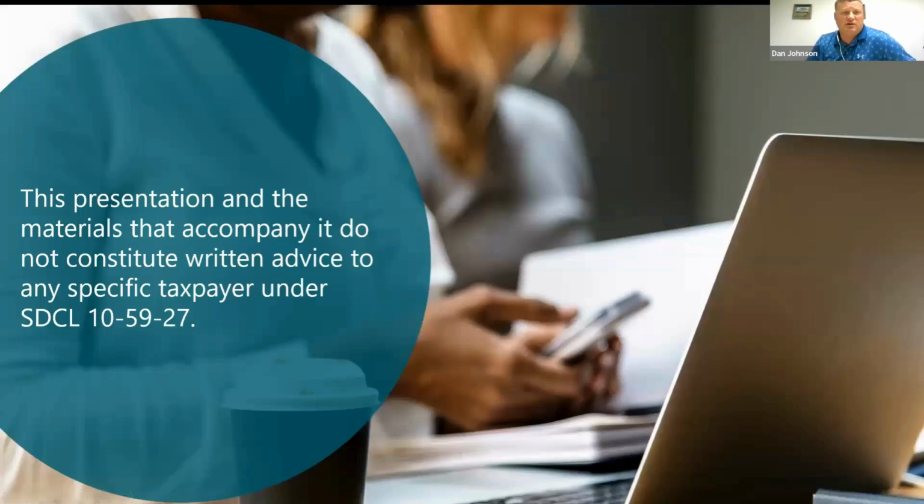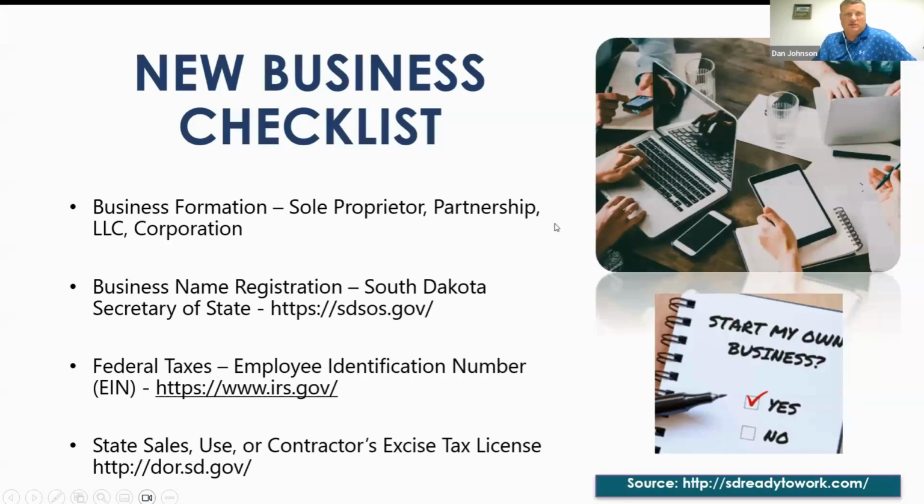This presentation and the materials that accompany it do not constitute written advice to any specific taxpayer under SDCL 10-59-27. Here is kind of a basic checklist for a new business. Sole proprietorship, LLC, corporation. There's a business name registration through the State of South Dakota Secretary of State, and then the federal taxes, employer identification number, and sales tax, use tax, and contractors excise tax license. That's through our website at dor.sd.gov.